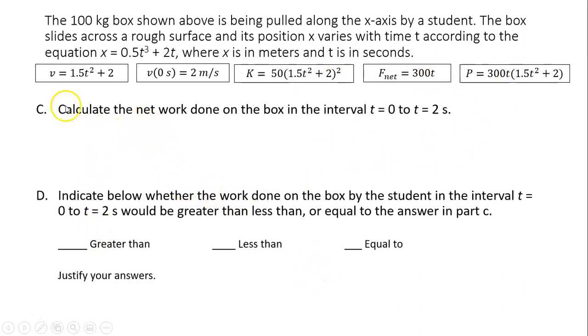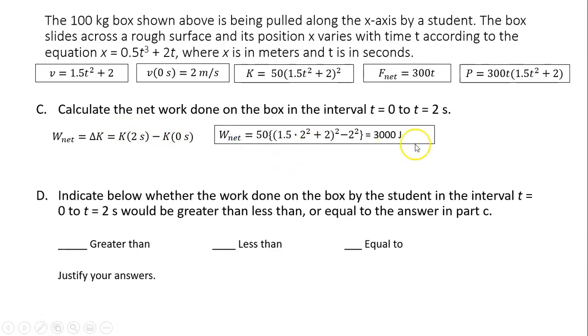Next two questions. Calculate the net work done on the box in the interval between t equals 0 to t equals 2 seconds. We know the net work done equals the change in kinetic energy. So we know kinetic energy as a function of time, so we simply plug it in at 2 seconds, subtract kinetic energy at 0 seconds. So you should have 3,000 joules. That is the work done by the net force.